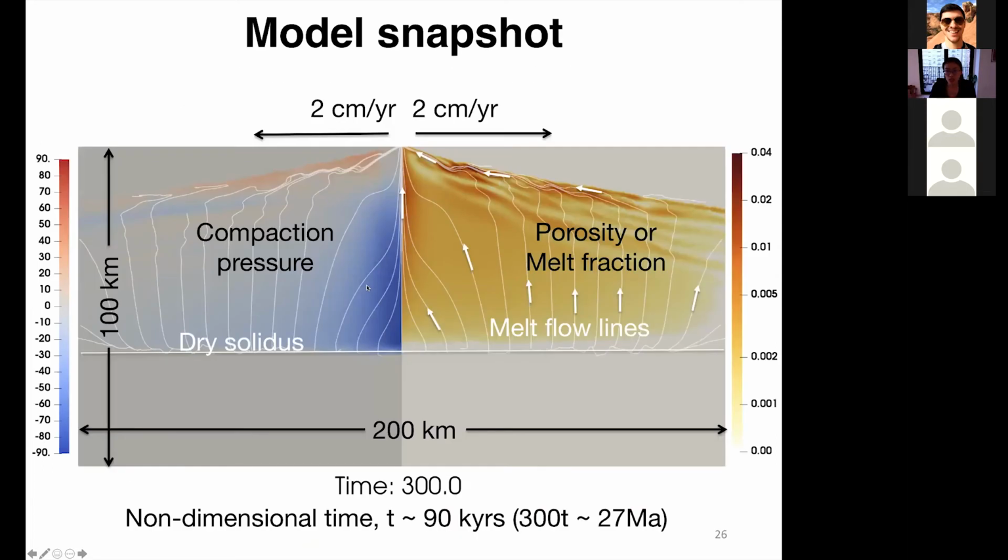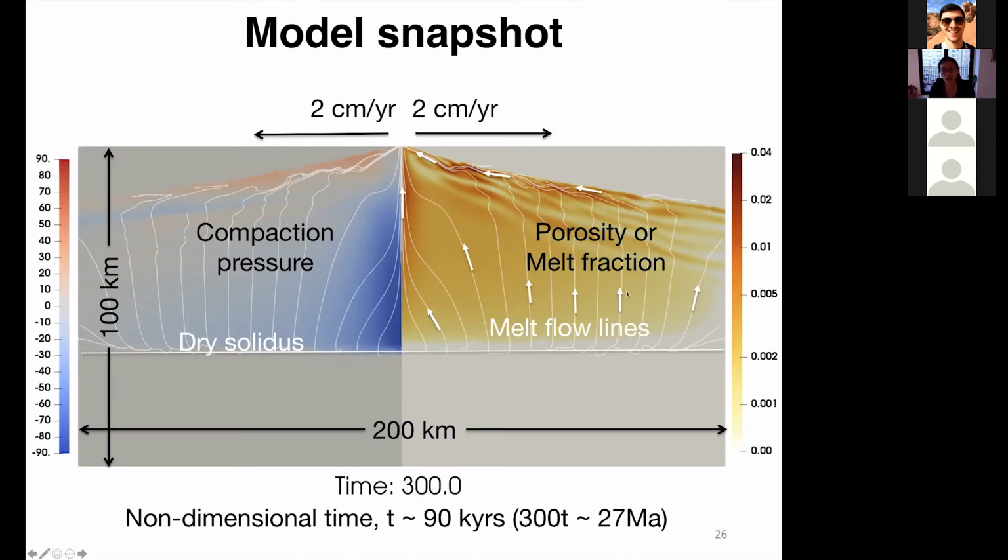So before I show you a video of the model results, I want to highlight what you'll be looking at. On the left, you'll be looking at compaction pressure. Remember, this is the divergence of the solid velocity, so the compaction and expansion of the solid matrix, and that's modulated by the bulk viscosity. So you can think of the blue part here as compressing so that it can allow pore spaces to form as the mantle starts to melt.